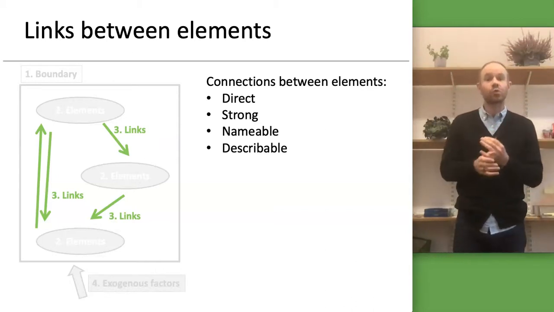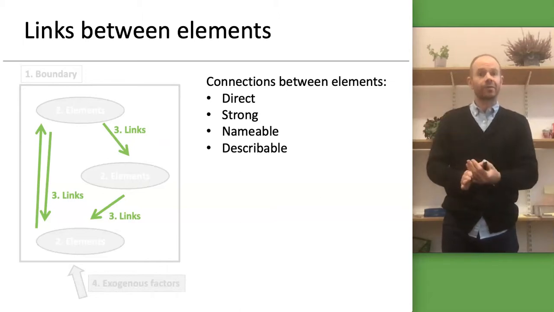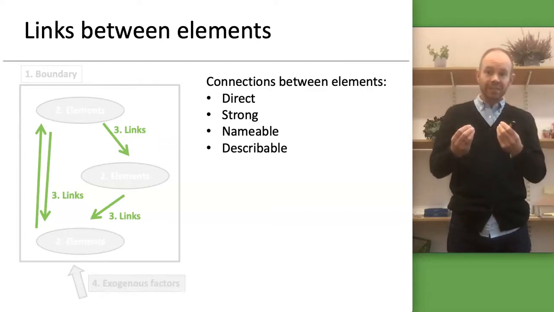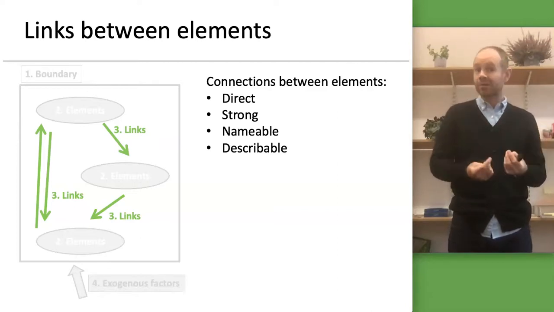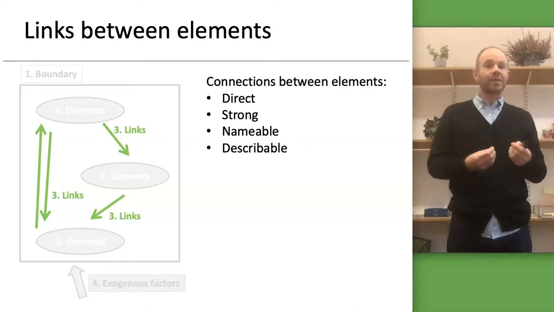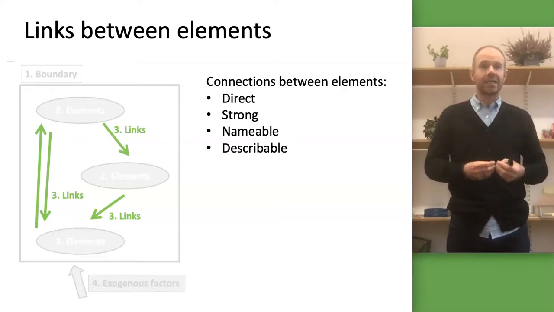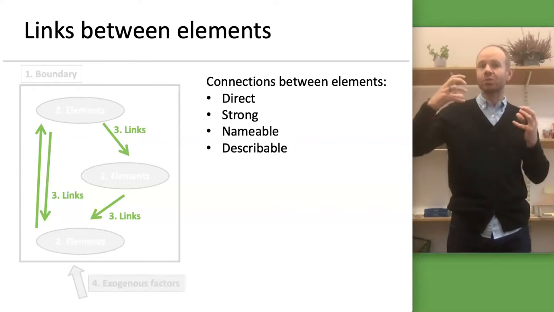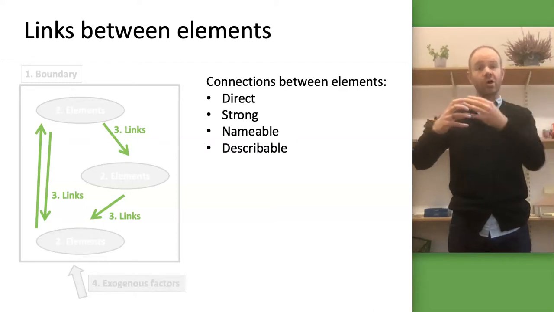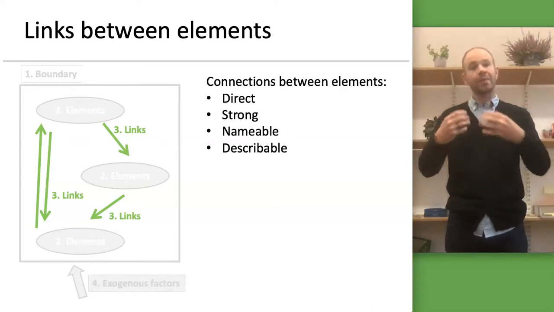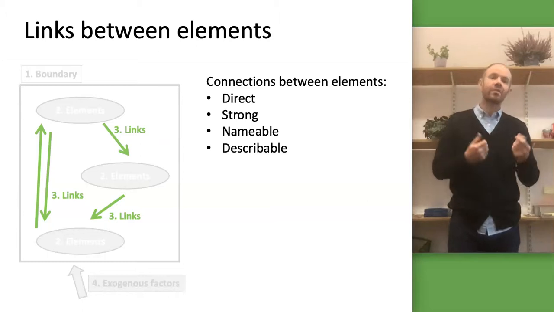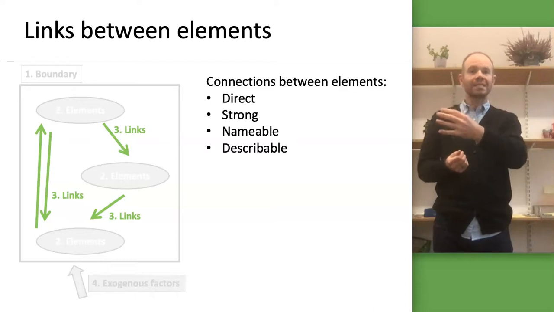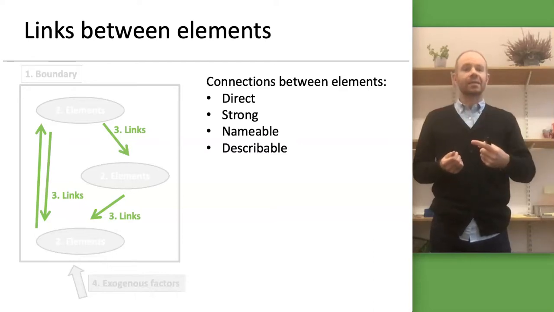What is the link between one piece of an element and another one? And if one element is land degradation and the other element is cattle running, what is that link? And we can look at frequency of grazing, hours of grazing during the day. Those are links that are going to link these two elements directly, strongly, nameably, and describably. And we can describe it by saying when the owner of the cattle opens up the gate, the cattle go out and graze, and they cause that land degradation.